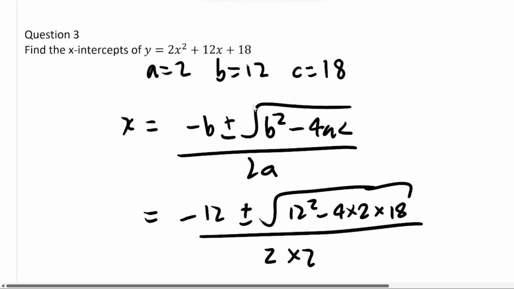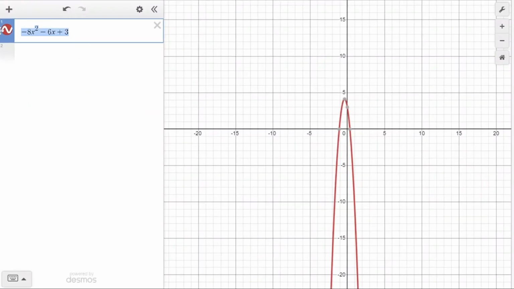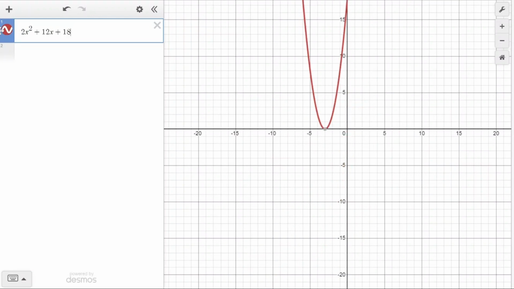Now let's have a look at this graph and see what's going on. 2x squared plus 12x plus 18. All right, cool. So that graph is just touching the x-axis at minus 3. So I only got one x-intercept. It's just touching it and then going back up. We call that a double x-intercept. So you can see with quadratics, they can either touch the x-axis like that and have one solution. They can go a bit downwards and then have two, or they could be completely above it and have none.